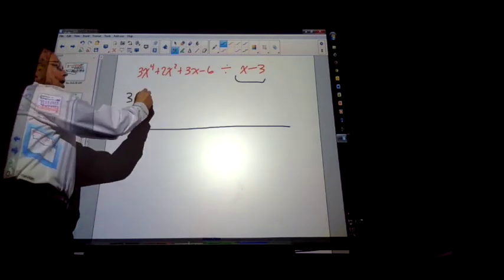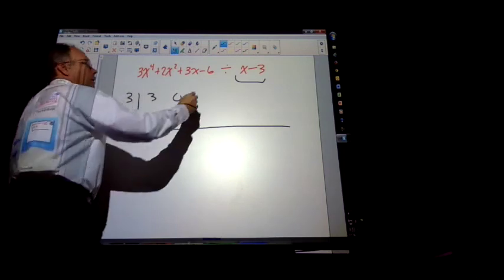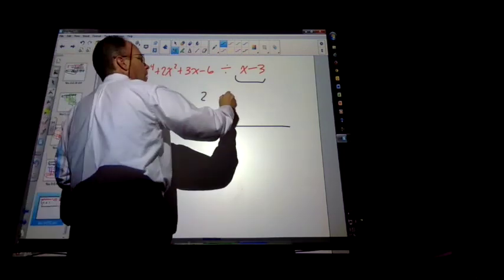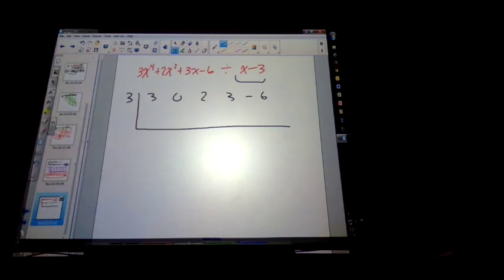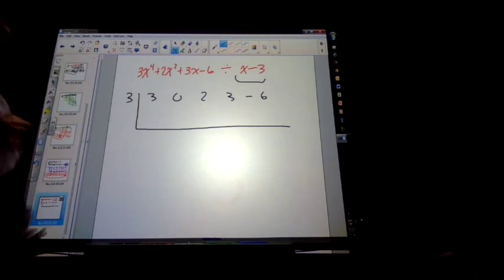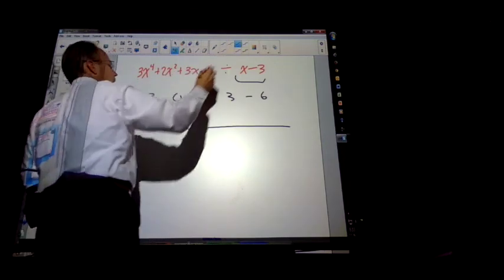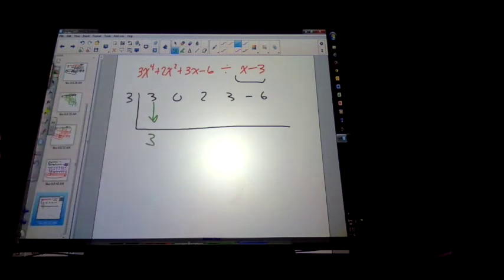And I'm going to put 3. Then 0. Then the remaining coefficients. So okay with that? The 0, I didn't have an x to the third term, so I had to put a placeholder of 0. Okay. The magic begins. This 3 comes straight down. So your lead coefficient comes straight down. 3 times 3 is?